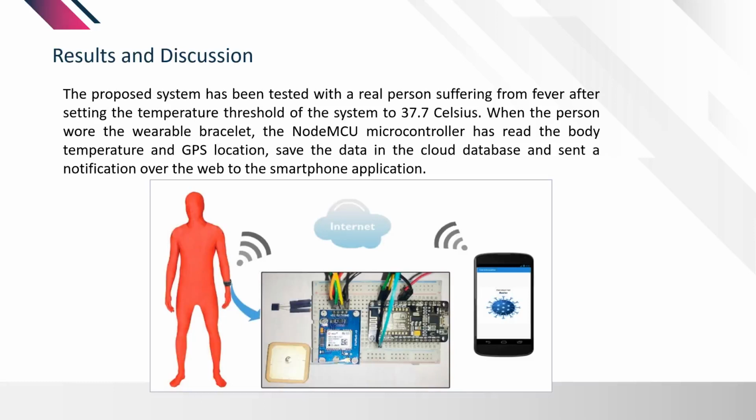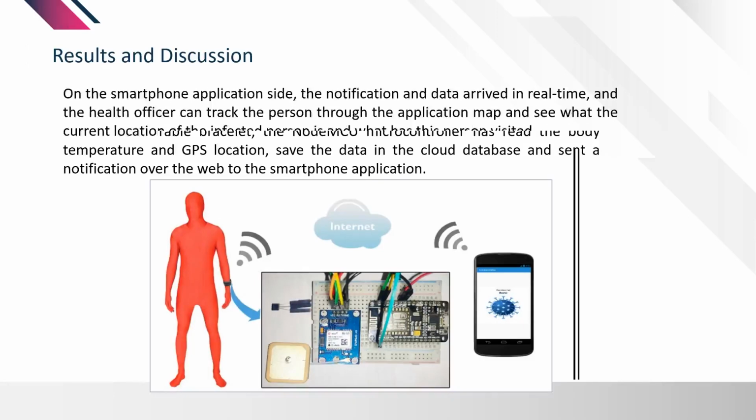For the result and discussion, the proposed system was tested with a real person suffering from fever, after setting the temperature threshold of the system to 37.7 Celsius. When the person wears the wearable bracelet, the Node MCU microcontroller reads the body temperature and GPS location, saves the data in the cloud database, and sends a notification over the web to the smartphone application. These images show how the bracelet is working.